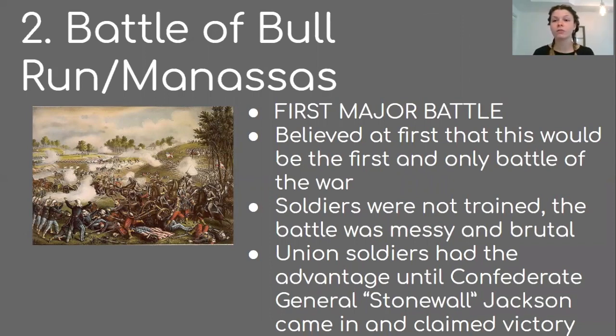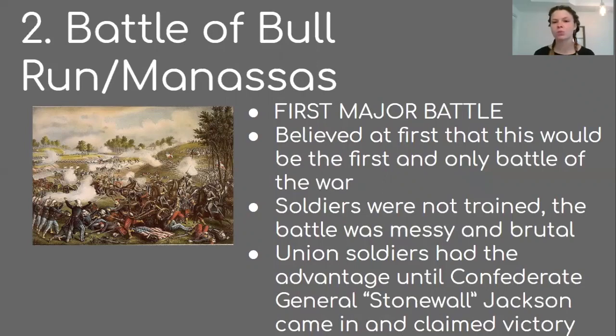Okay, after Fort Sumter, number 2, Battle of Bull Run, Manassas. This is considered the first major battle. Fort Sumter is like the first event that kind of gets things started, but this is going to be considered the first battle. It is named for the town of Manassas in Virginia, and Bull Run is the nearby stream. A lot of reporters and politicians and sightseers just kind of showed up because they thought that this was going to be a big one and done event.